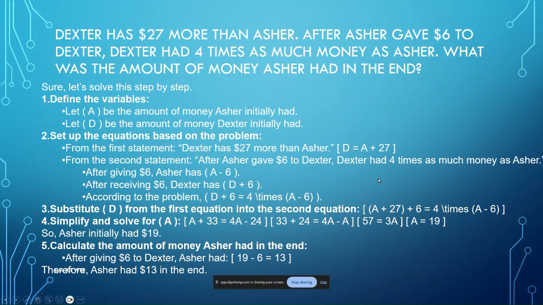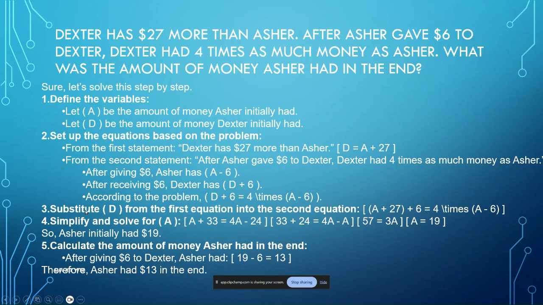All right. So basically, what it means is that now Dexter has four times the money of Asher. So times four. So Asher needs to multiply four times what to reach Dexter's amount.